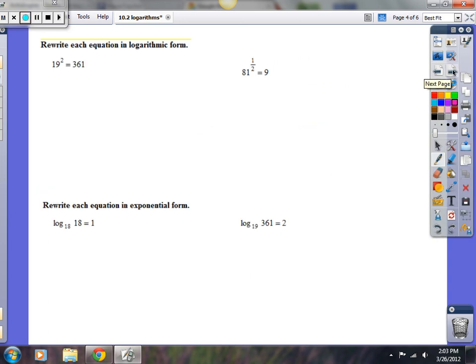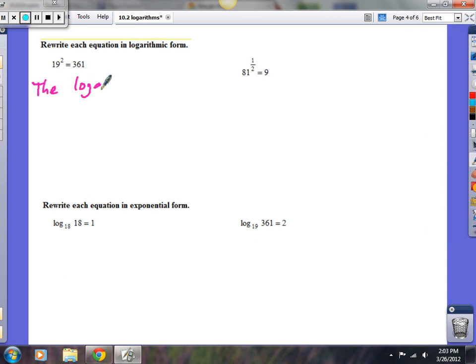Here we go. Number 1, Tyson, give me the English sentence right here using logarithm. What is this saying? It says the logarithm of 361 in base 19 is 2. Alright, here's the mathematical shorthand.